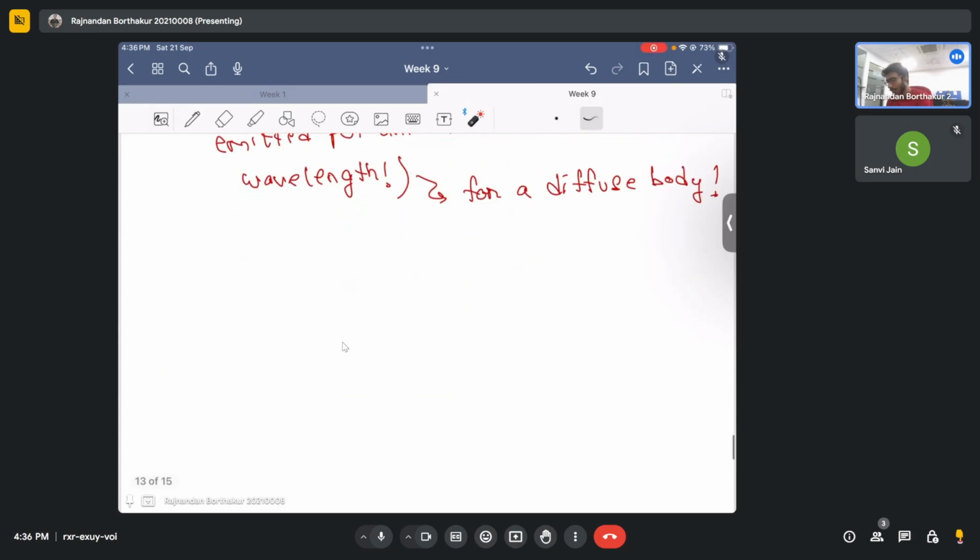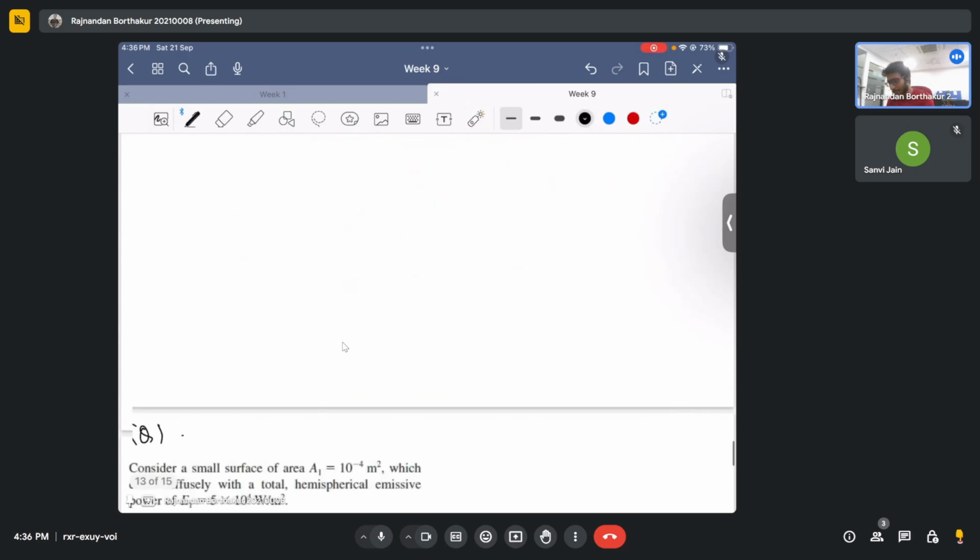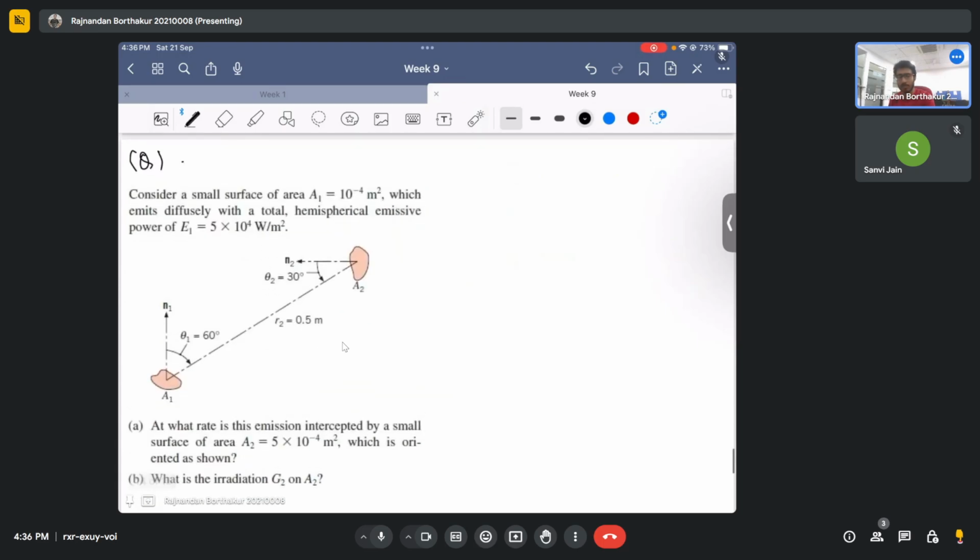Okay, all right, so we'll end this discussion by solving one problem that is associated with this intensity of radiation. And the problem statement is something like this. I want you guys to read this problem once, and we'll end this discussion today by solving this particular problem.